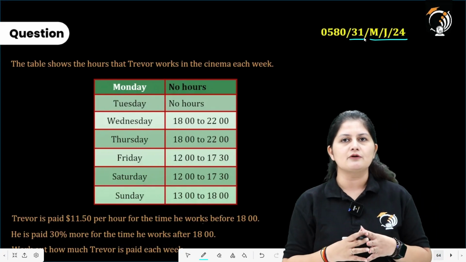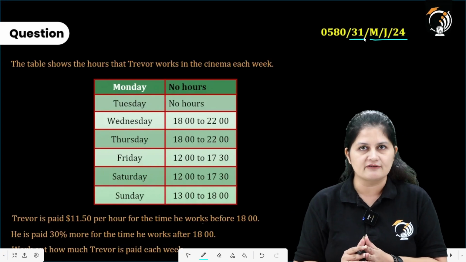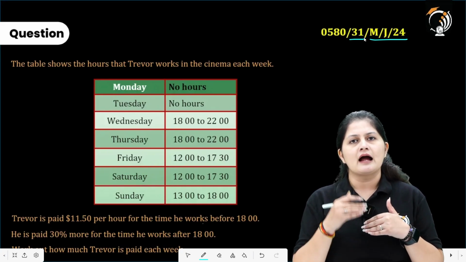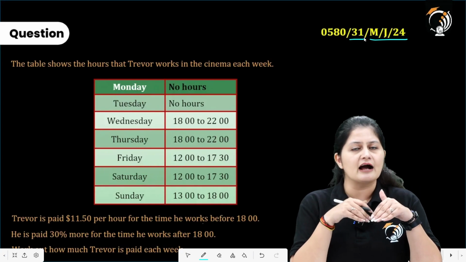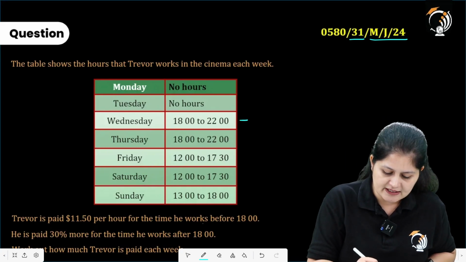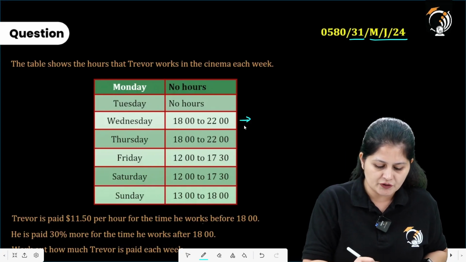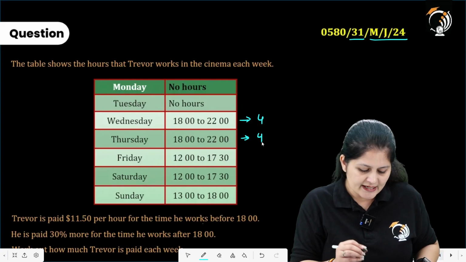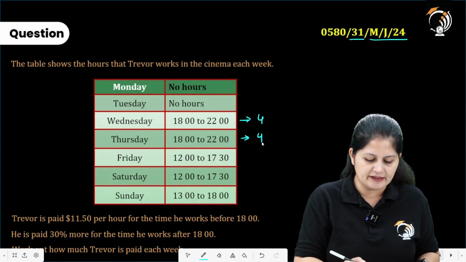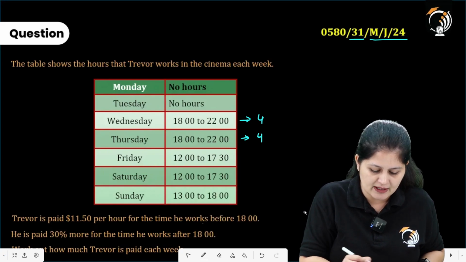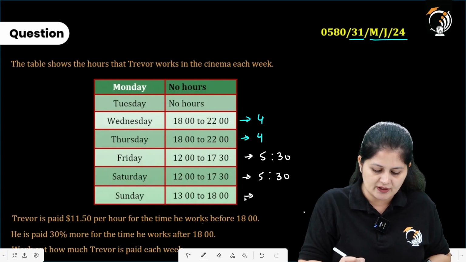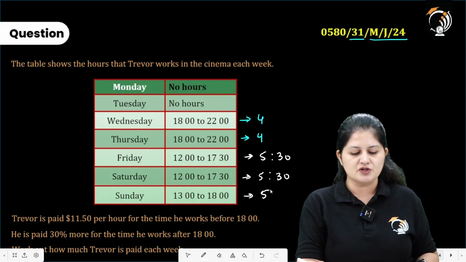So now we need to find out what is the amount Trevor is going to receive. So firstly, let's split the timing into two parts, when he is working before 1800 or when he is working after 1800, right? So firstly let's write the number of hours for which he is working. So here he is working for 4 hours, here he is working for 4 hours. Rest of the time, they are before 1800, right? So let me mention those times as well. So here he is working for 5 hours and 30 minutes. Again here also on Saturday he is working for 5 hours and 30 minutes. On Sunday he is working for 5 hours. That is the duration for which he is working.